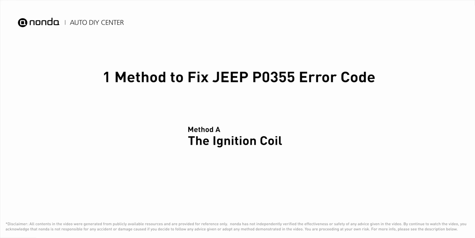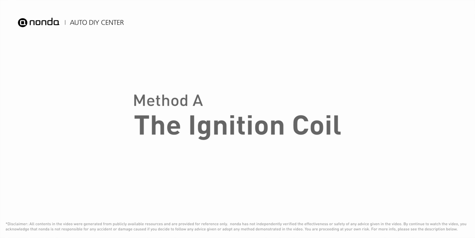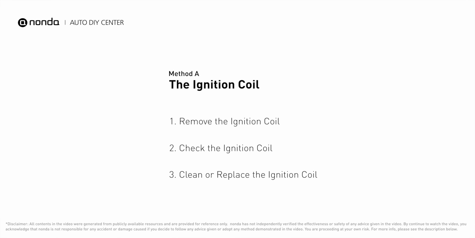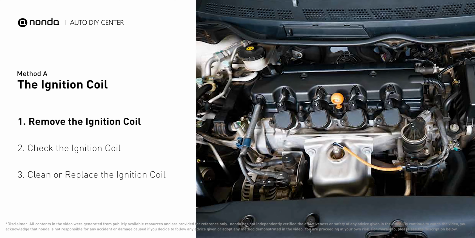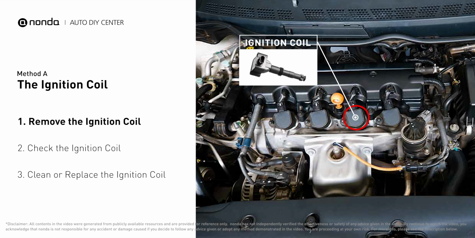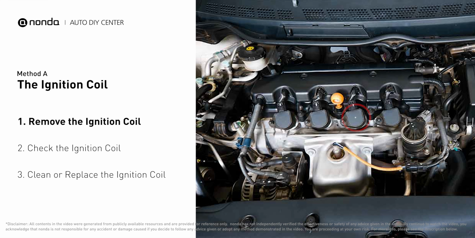Here is one of the most practical solutions to fix Jeep's P0355 error code. Method A, the ignition coil. The ignition coil is either physically connected to the spark plug with wires, or it sits on top of the spark plug without using wires.